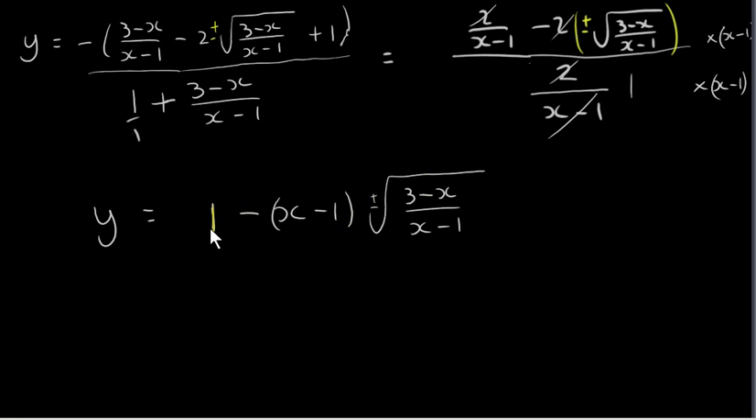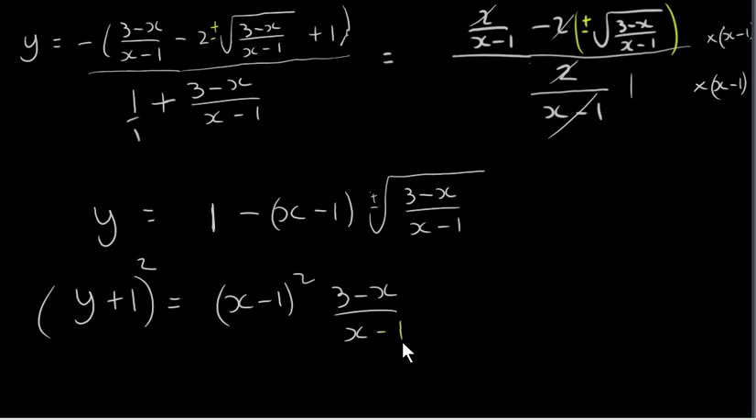So what we do is bring over the 1, so we have y plus 1 on the left hand side. And then we're going to square what's on the right hand side. Actually, we're going to square both sides now. So we square the minus x minus 1. Well, that's just x minus 1 squared. Squaring the minus sign makes it positive. And then we have to square this thing, so the plus or minus doesn't matter. We get 3 minus x over x minus 1. So x minus 1 cancels with one of the x minus 1's on top.